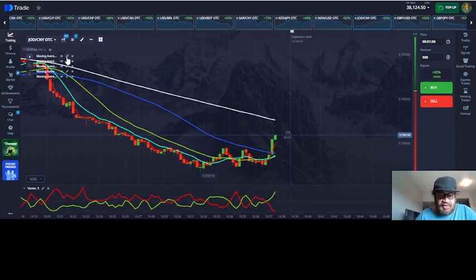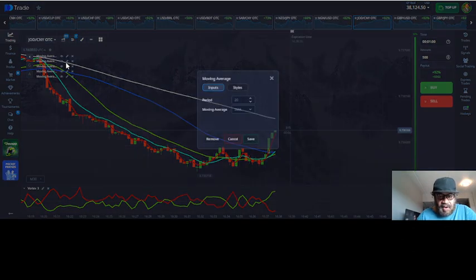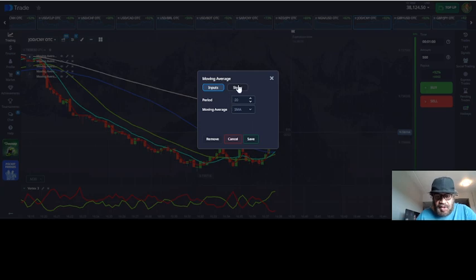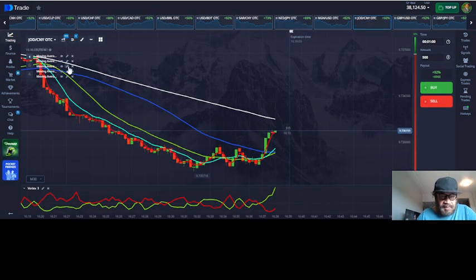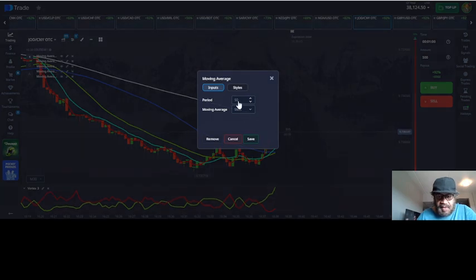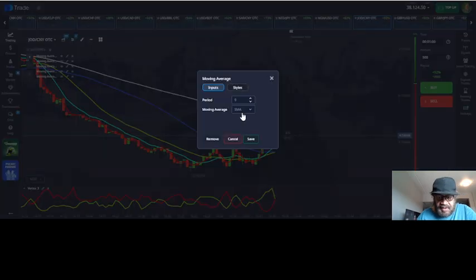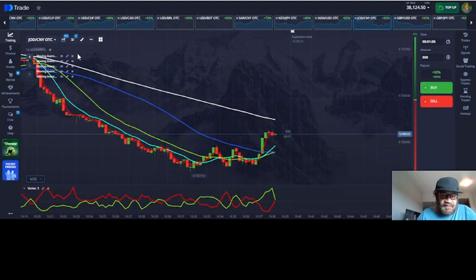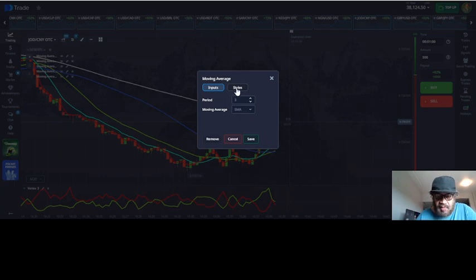The moving averages that I'm going to be utilizing are the 100 simple moving average, which is the white, the 20 simple moving average, which is the green line, the 50 SMA, which is the blue line, the 9 simple moving average, which is the turquoise line, and finally, the last one will be the 3 simple moving average.